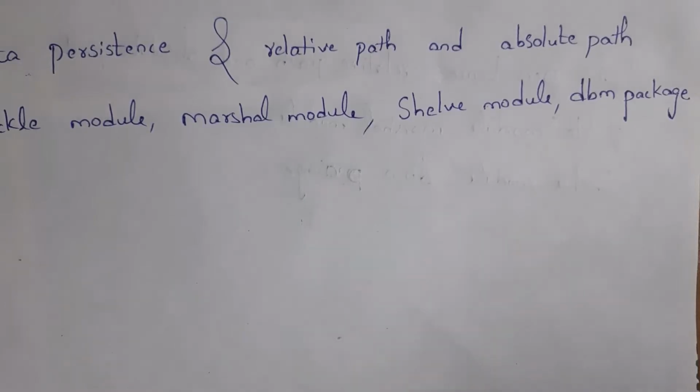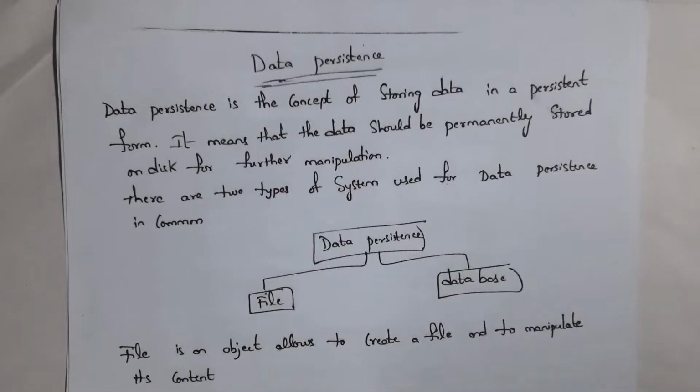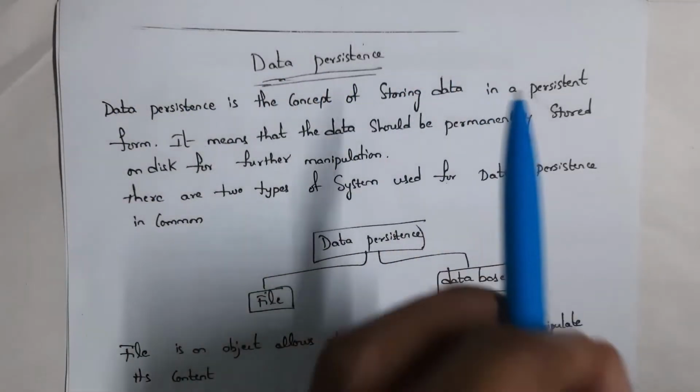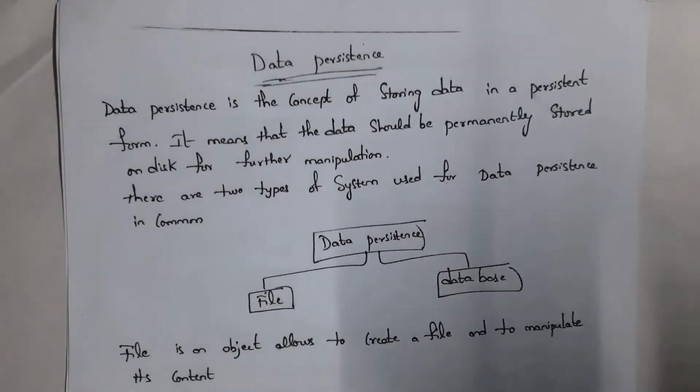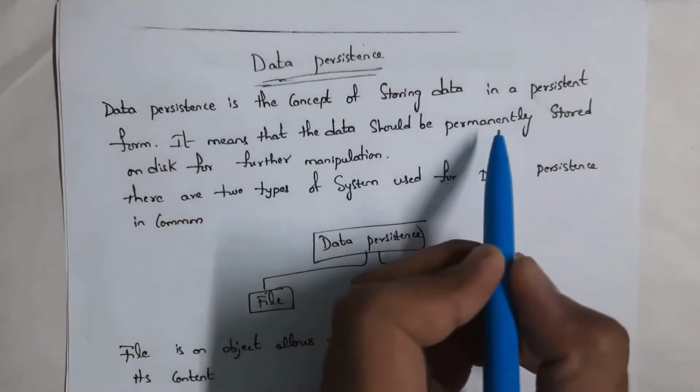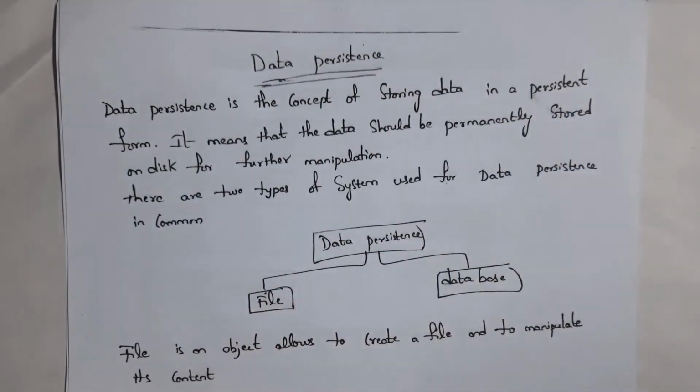Let's get started. At first, I will explain what is persistent data. Data persistency is the concept of storing data in a persistent form. Data which is stored permanently is known as persistent data. It means that data should be permanently stored on disk for further manipulation.